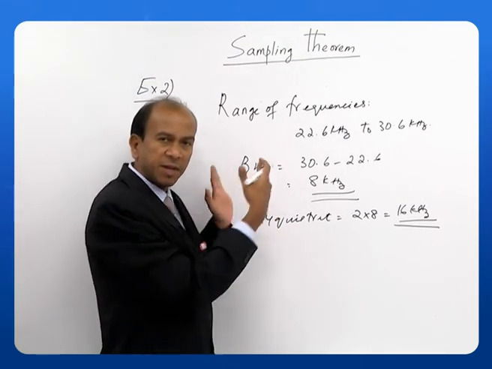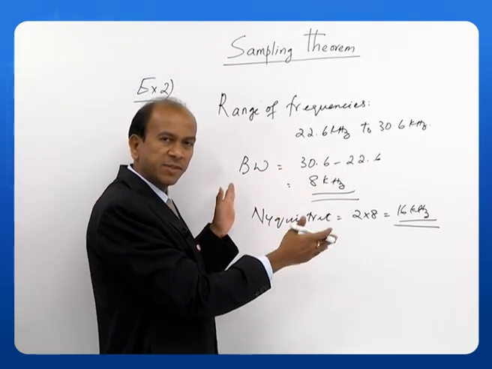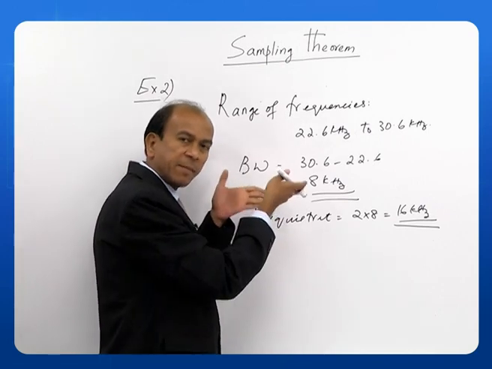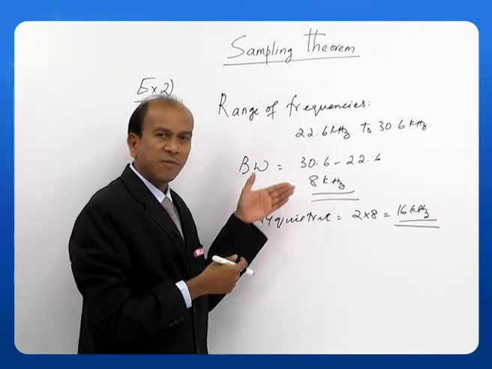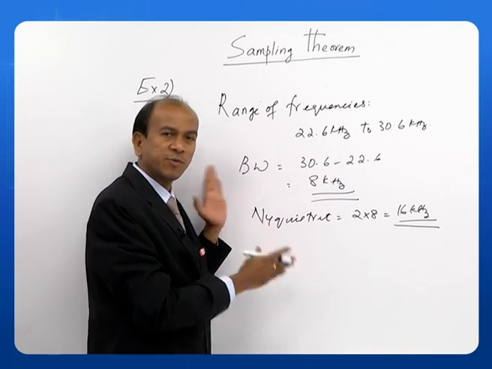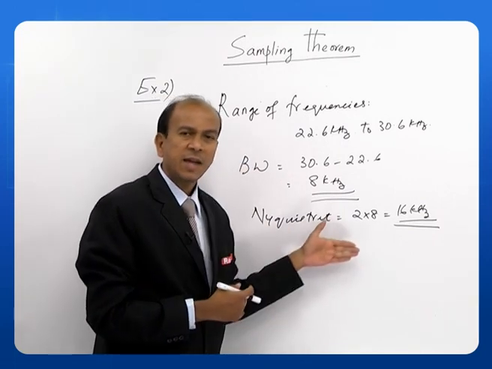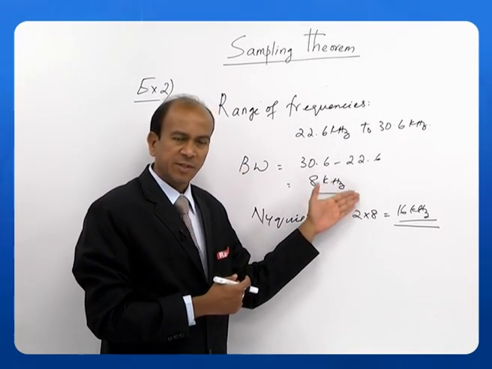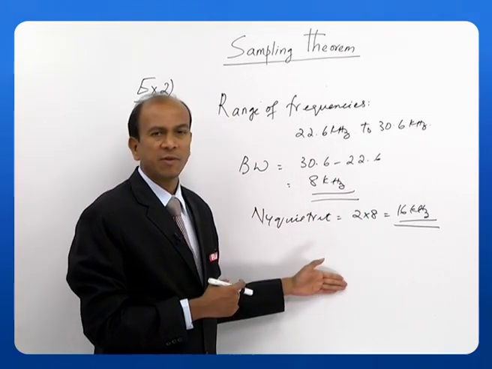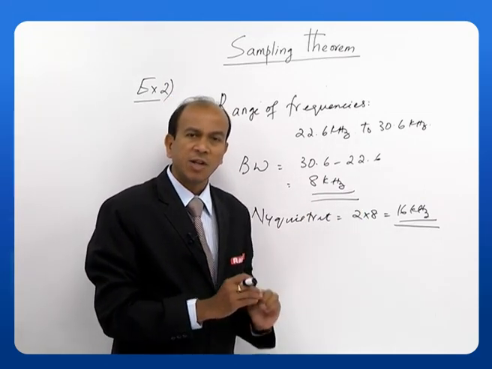So, this is the minimum sampling rate. What we have done is, we have taken the given range of frequencies, found the bandwidth, that is the maximum frequency of the signal, and from that we have applied the formula which we know. The Nyquist rate is twice the maximum frequency, so 2 into Fm, that is nothing but 16 kilohertz.